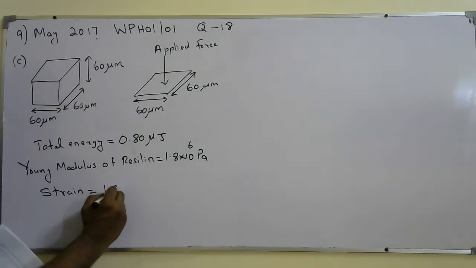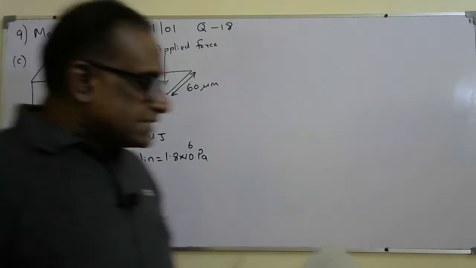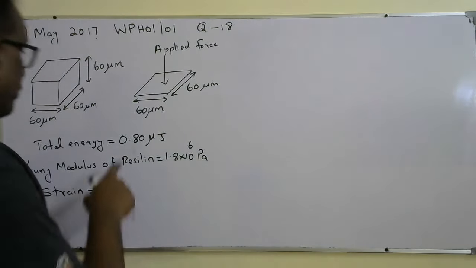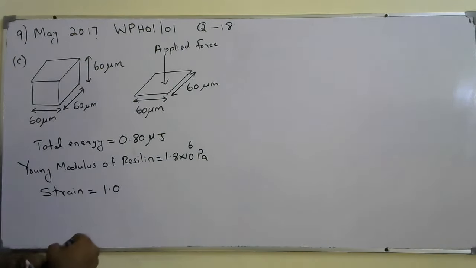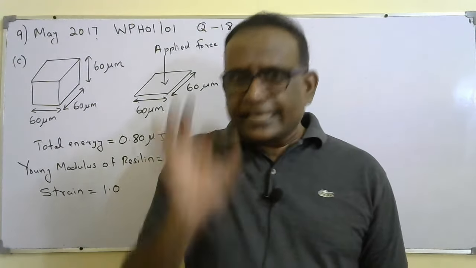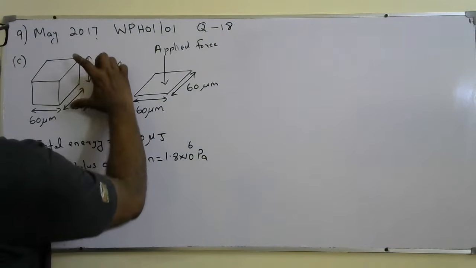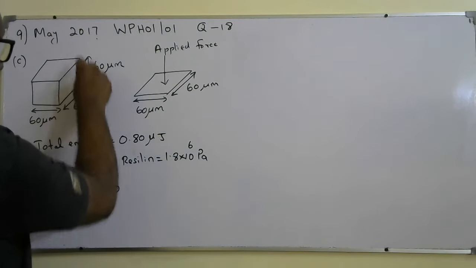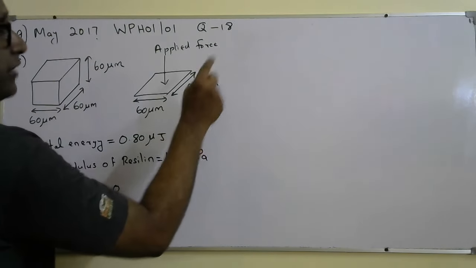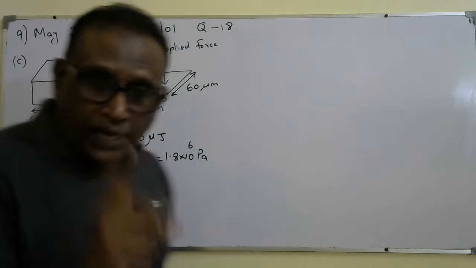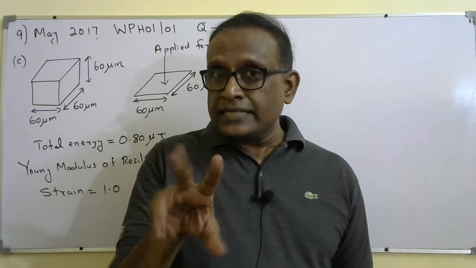So we need to find the percentage of energy for a jump that comes from two pads. The total energy is given, 0.80 microjoule. So I need to find the energy stored in the pads. I know the Young modulus, I know the strain, and the energy is half F delta X. I need to find the force required to fully compress these pads through 60 micrometer. Half into that force into delta X, where compression is 60 micrometer, will be the energy stored in one pad. They are saying two pads are involved during the jump, so I need to find the total energy from the two pads. That energy divided by the total energy into 100 is the final answer.